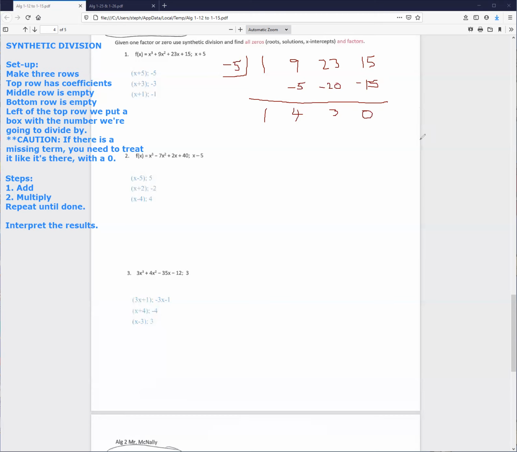Okay, what the heck does this tell us? It means x cubed plus 9x squared plus 23x plus 15, when we divide it by x plus 5, we get 1x squared plus 4x to the first plus 3 with remainder 0. In other words, it divides in evenly.